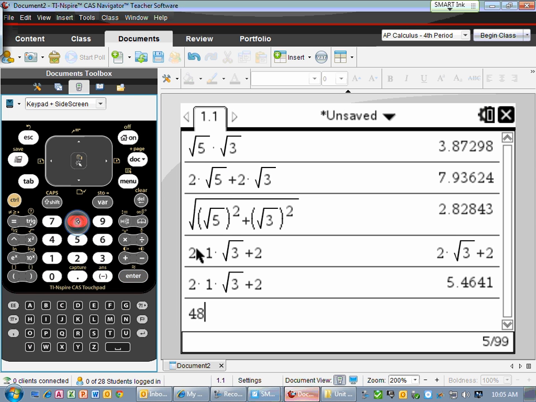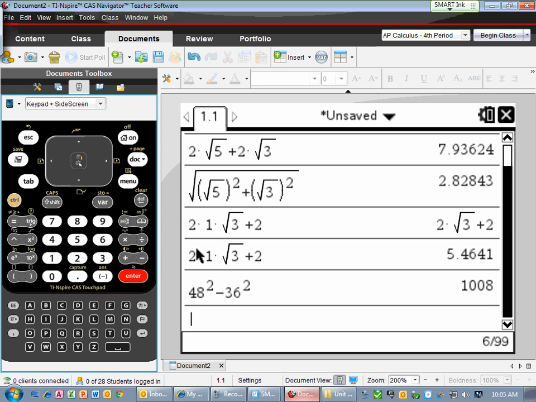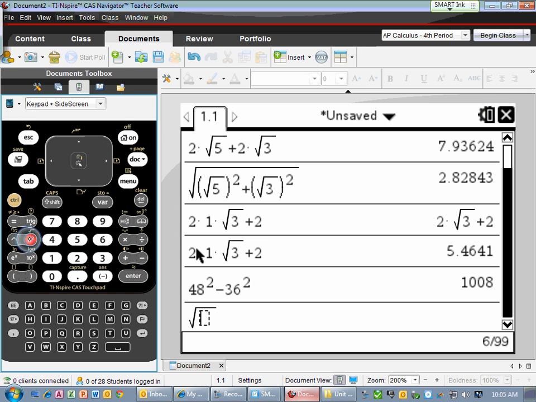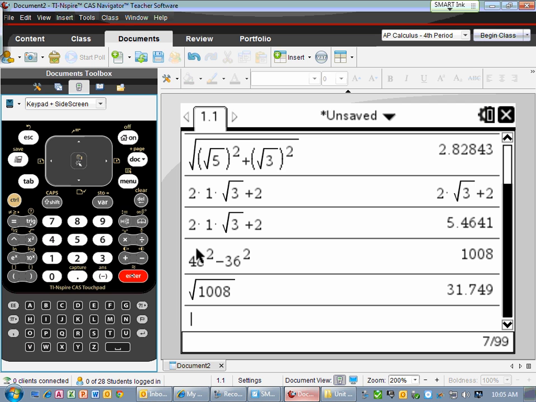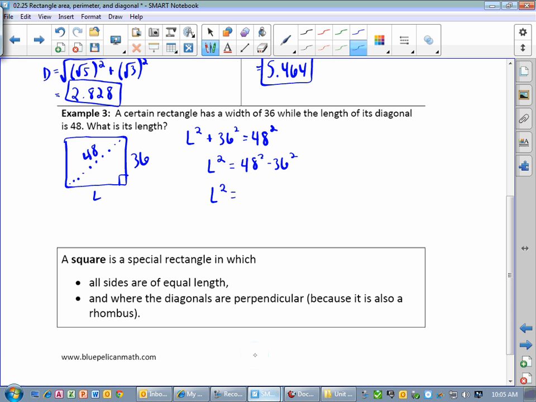So 48 squared minus 36 squared gives us 1,008. So if L squared equals 1,008, how are we going to find L? Take the square root of 1,008. So the square root of 1,008 gives us 31.749. L squared is 1,008, which means L is the square root of 1,008, which is 31.749. Now, does that answer the question? No.